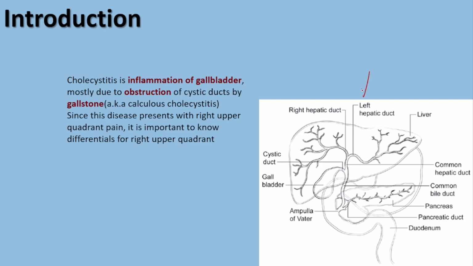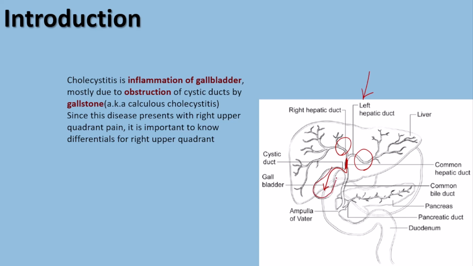So this is a schematic picture of the biliary system. The bile is going to be produced inside the liver and it is going to drain itself into the right hepatic duct here and left hepatic duct here. Both of them are going to drain their content into the common hepatic duct, and after that the bile travels to the gallbladder.